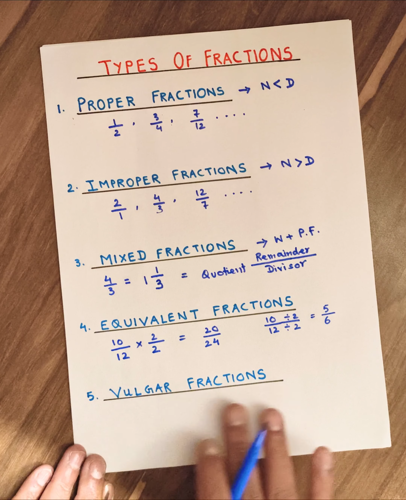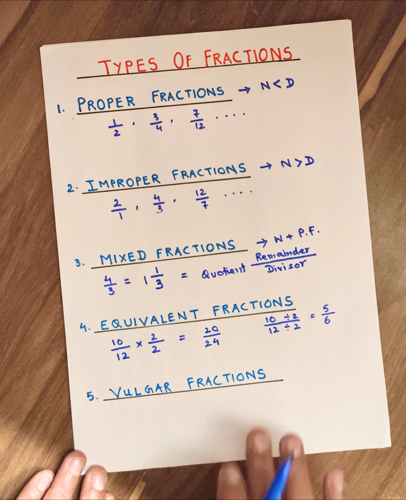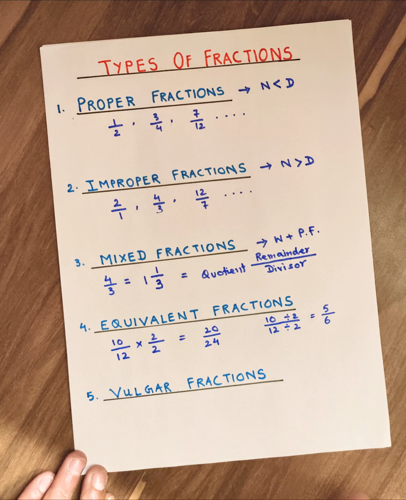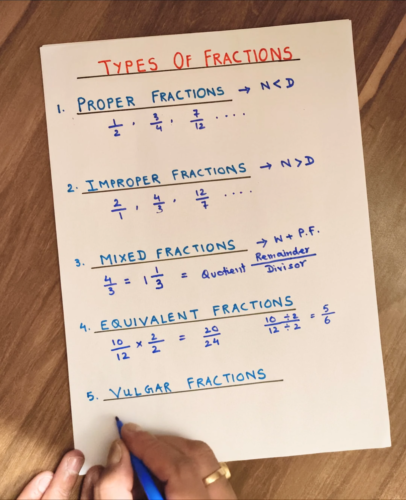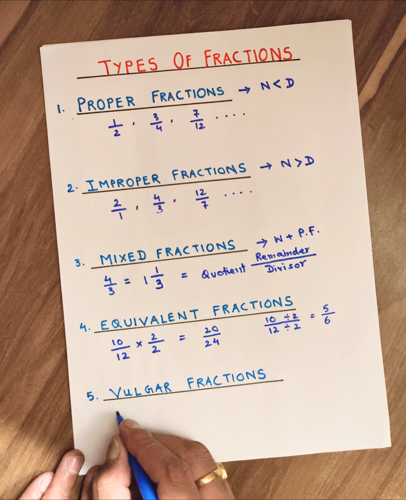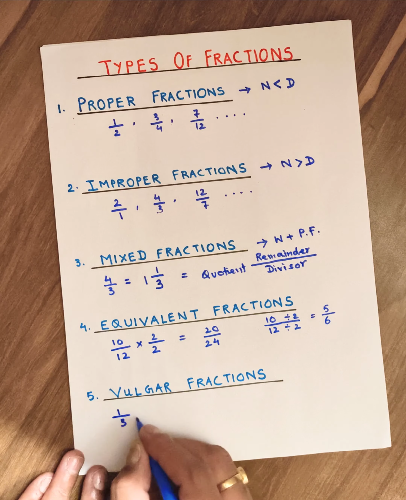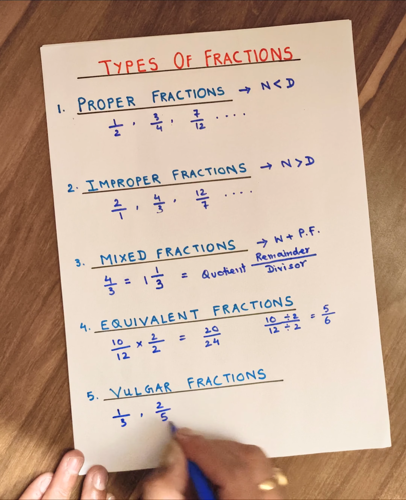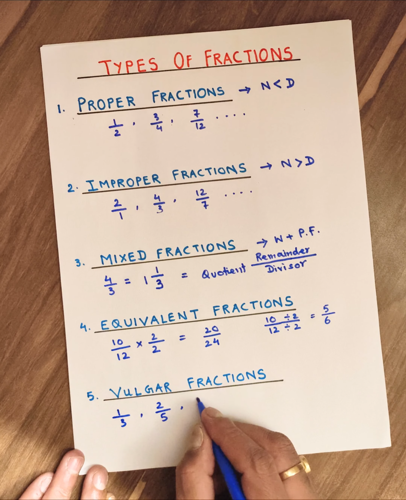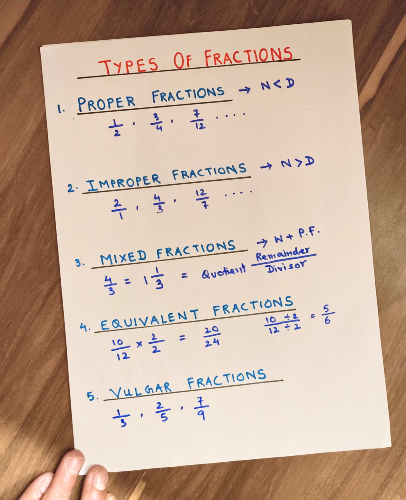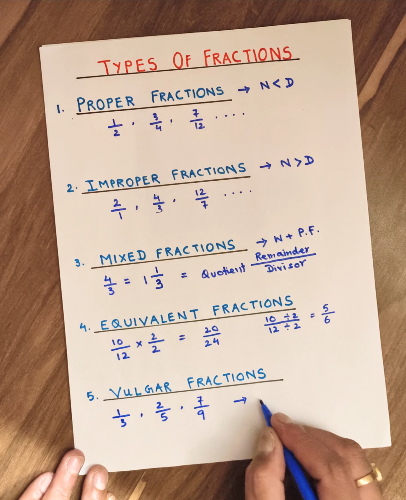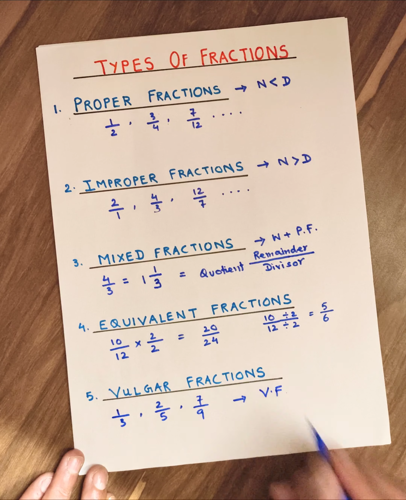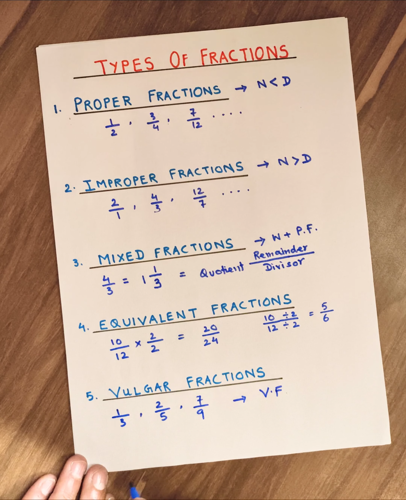What are vulgar fractions? Vulgar fractions are those fractions whose denominator is not a power of 10. That means, let's say 1 by 3, 2 by 5, 7 by 9. These are all vulgar fractions.